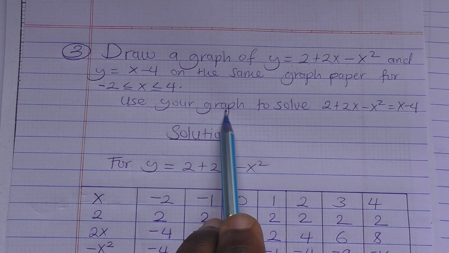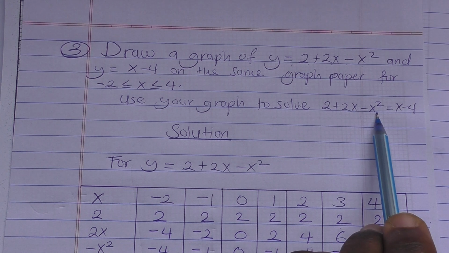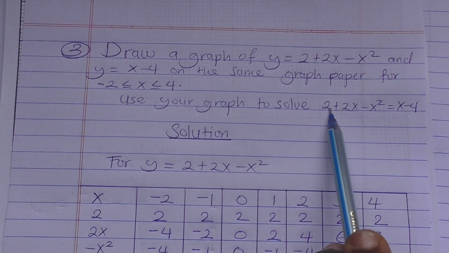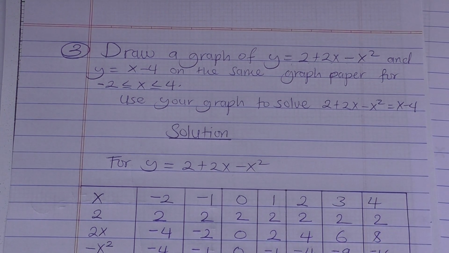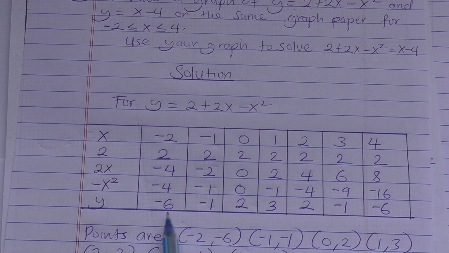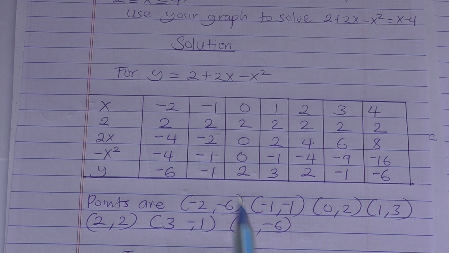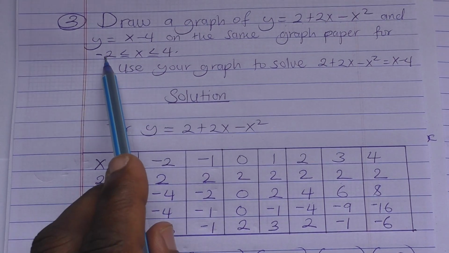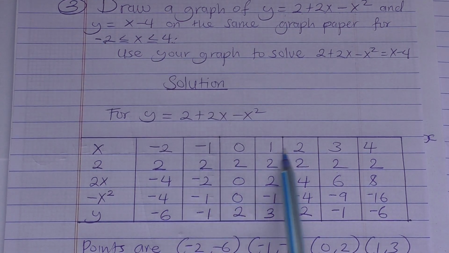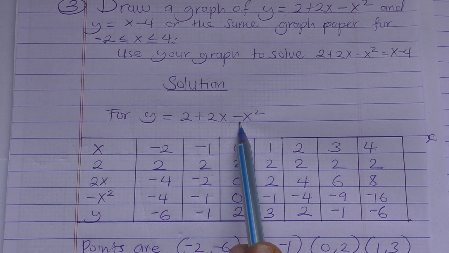And we are going to use the graph to solve the equation 2 plus 2x minus x squared equals x minus 4. So let us see how we solve such an equation using the graphical method. As usual, we shall obtain our y values and the points. Hope we are all well conversant with this process, whereby we are given the range of x values from negative 2 to positive 4. So those are our x values. Then we use the given equation to obtain values of y.